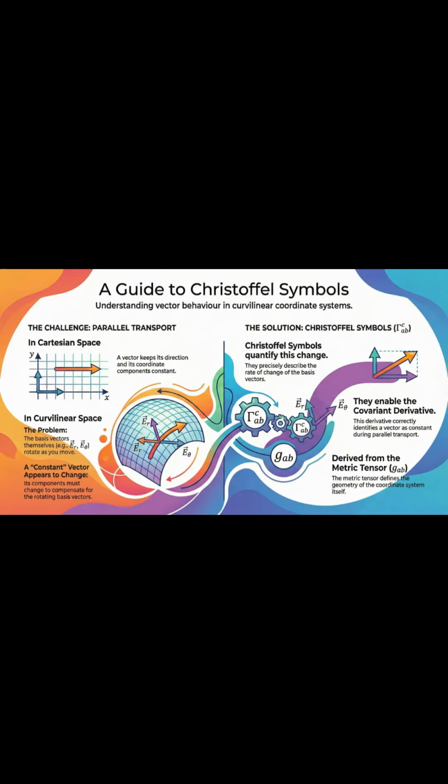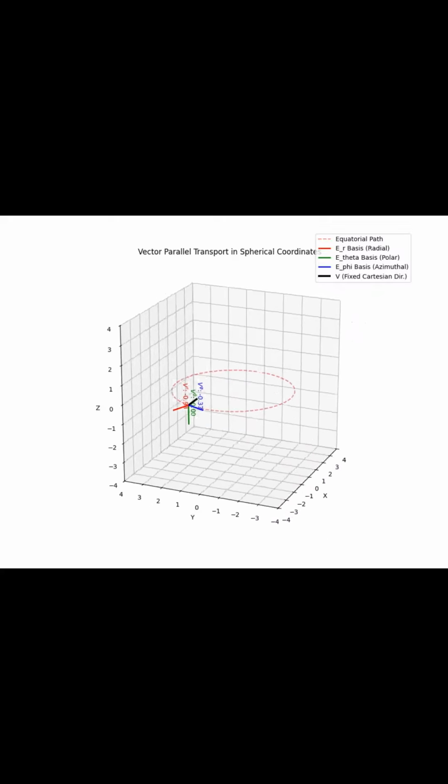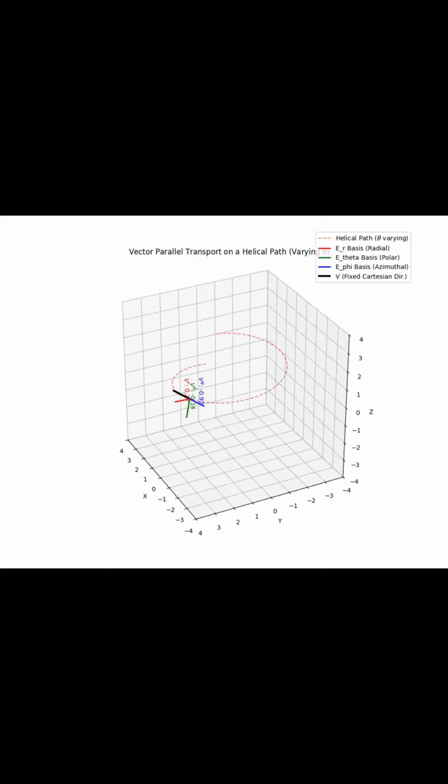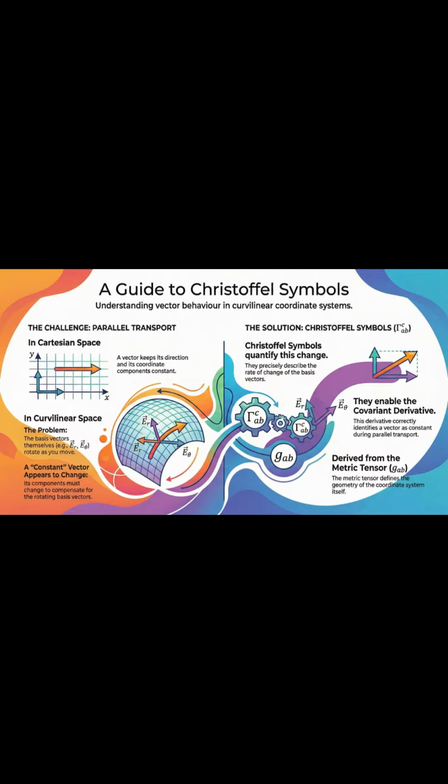Okay, second, how does this work mathematically? Well, these non-zero symbols are what make sure the covariant derivative is zero. You can think of the covariant derivative as a smarter way to measure change, one that already accounts for the curved coordinate system. So setting it to zero correctly represents the physics of a truly constant vector.